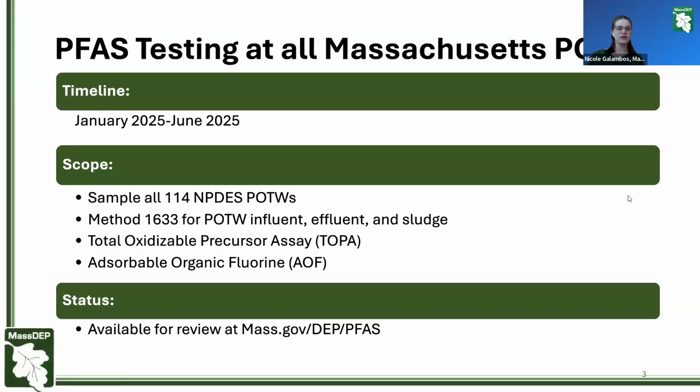mass.gov/DEP. Nicole, your audio is a little quiet when you lean back. If you're able to lean forward more, I think we're going to get a clearer voice. Oh, okay. Thanks.